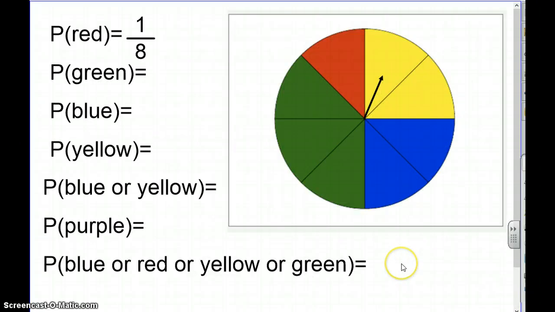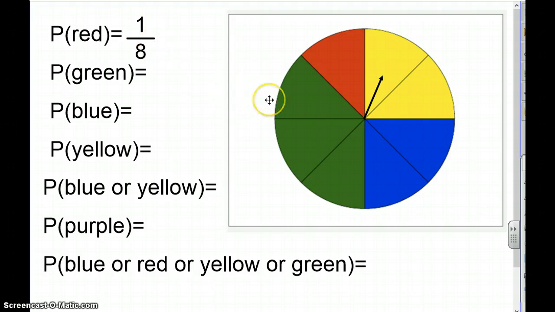Okay, so now I want us to look at this spinner right here and determine some of the probability of the spinner. Okay, so if we count the spaces on the spinner, we see that there are 8 different spaces. Okay, so I've given you the probability for red. The chance or the probability that you're going to spin a red is 1 out of 8, or 1/8.